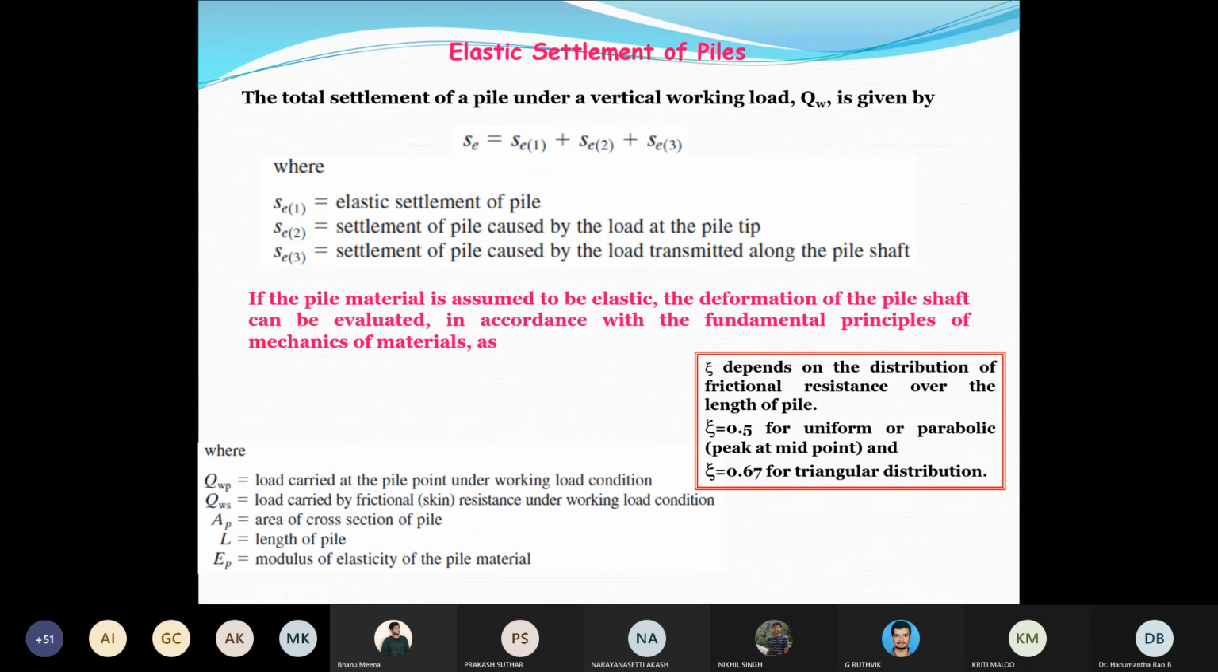So when you talk about the settlement of piles or pile group or pile foundation, it is the combination of the settlement of the pile itself, plus the settlement of the pile caused by the load at the pile tip, that is end bearing, then the settlement of the pile caused by the load transmitted along the pile shaft, that is skin friction. So elastic settlement of the pile itself, at the pile tip as well as the skin friction along the pile shaft.